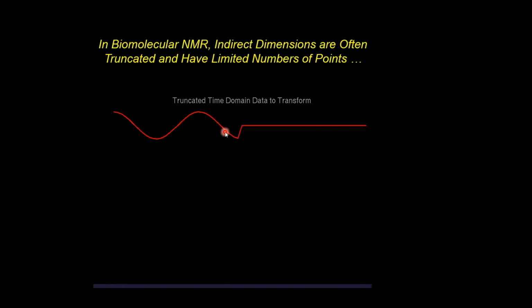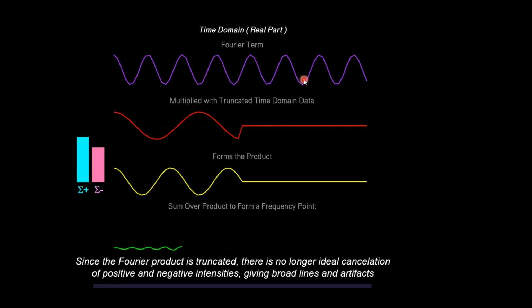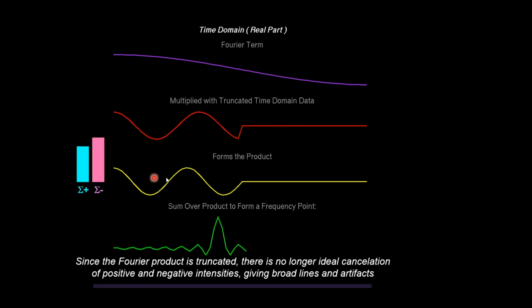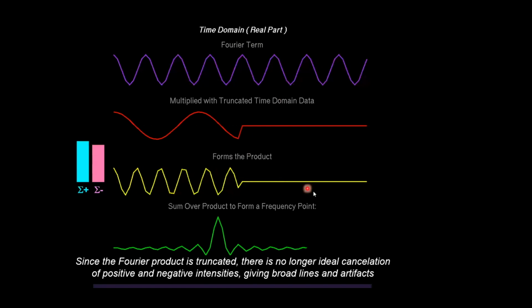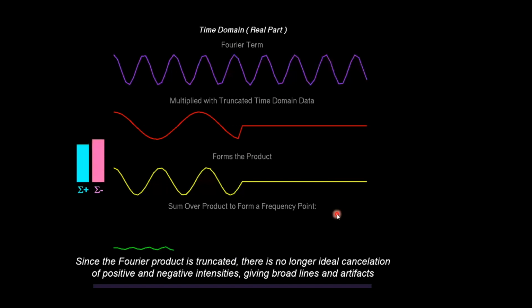Well, when we have truncated data and we bring it through the same Fourier transform mechanism, same as before, we have a Fourier term and we multiply it by the truncated data, that generates a product that's truncated. And so now when we sum over all the points in this truncated product, we don't have perfect cancellation of the positive and negative parts anymore. And so the nature of the result has two important aspects.